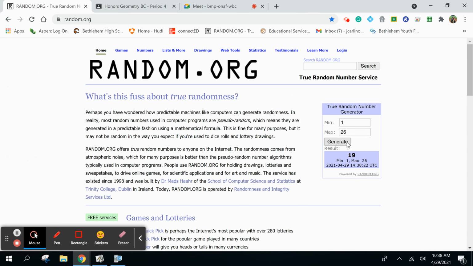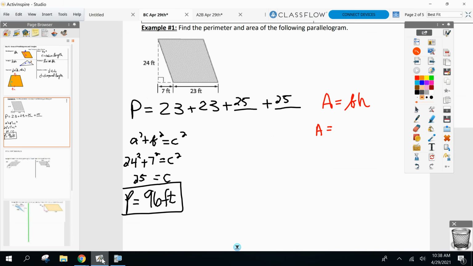Okay, here we go. Sean, what's going to be considered the base and the height here? The base would be 23 and the height would be 24. There we go. 23 is the base because the height, the perpendicular segment down to it, is 24. Any questions on why I didn't pick 7? All right, moving on. That's why you guys have your calculators today.